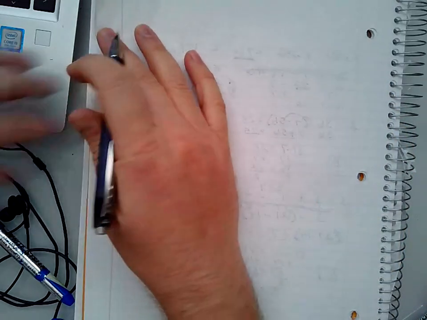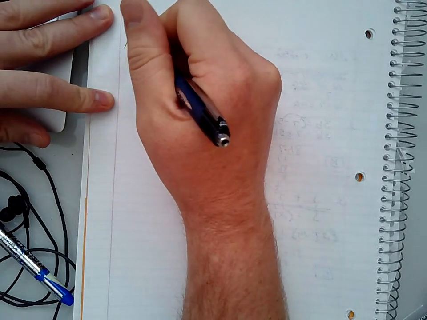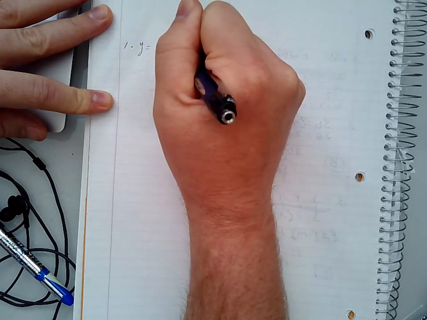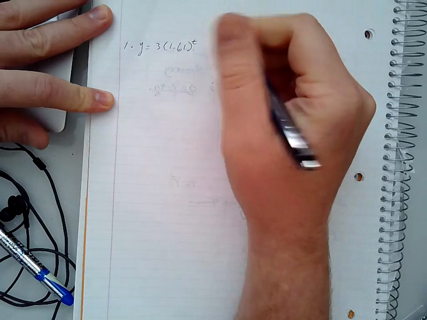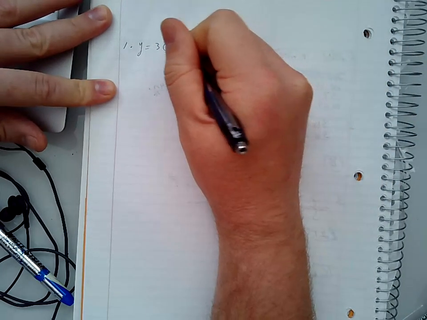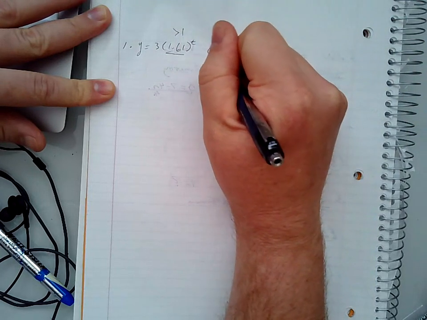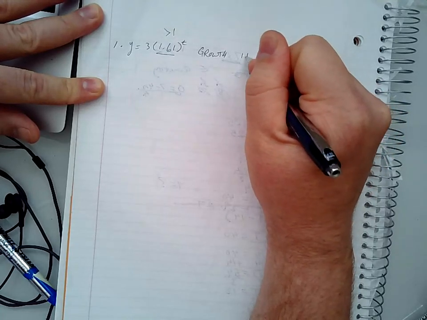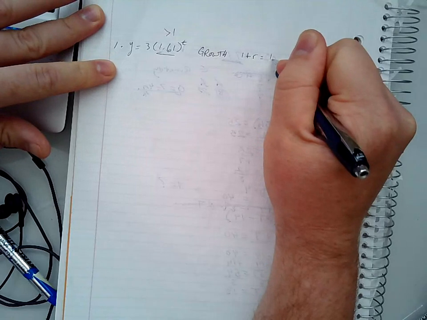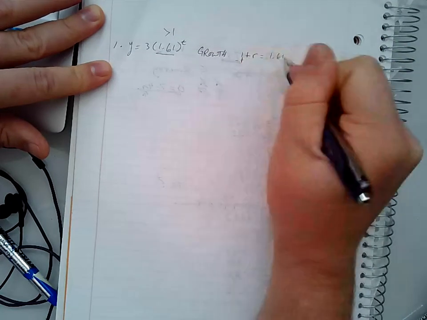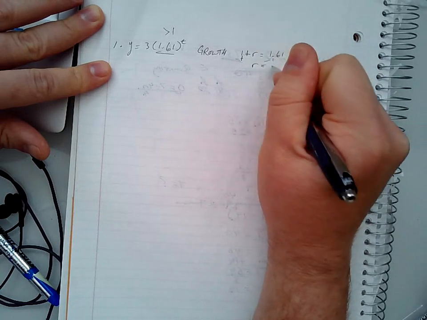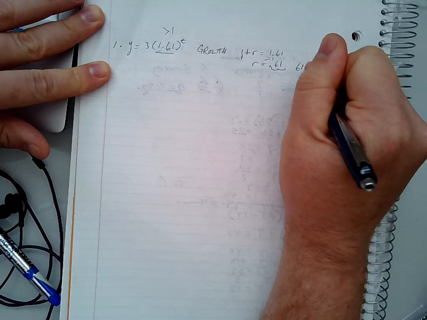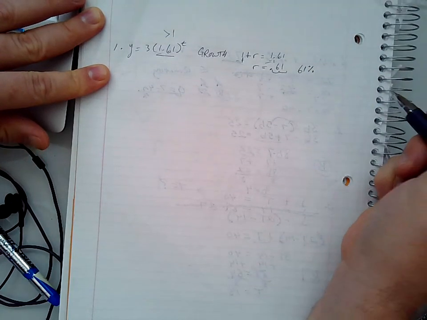All right. So number one states y equals 3 times 1.61 to the power of t. This is going to be exponential growth. We look inside here and it's greater than 1, so I know that that's going to be growth. And my equation to solve for r is 1 plus r equals 1.61, because it's growth. We're going to subtract 1 on both sides and get r is equal to 0.61. We move our decimal place over twice and we get that it is 61%. You see how that works?